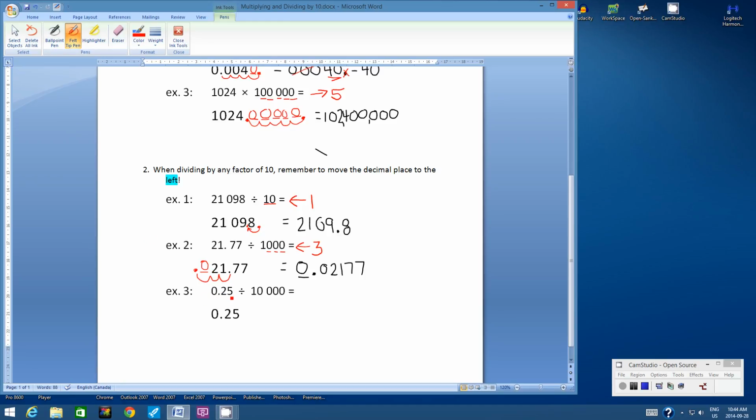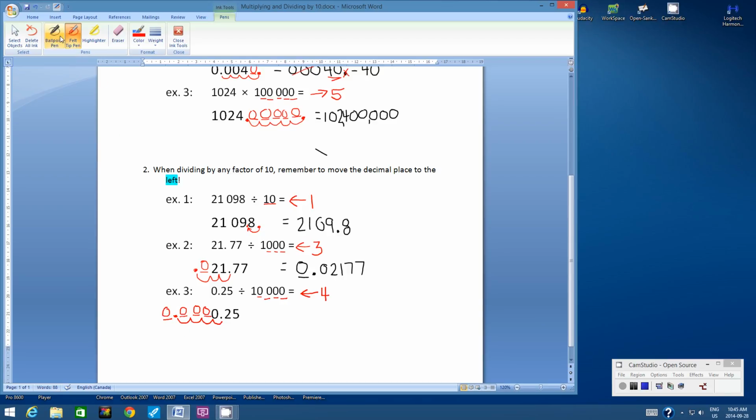All right, let's have a look at example 3. 0.25 divided by 10,000. 10,000 is 10 times 10 times 10 times 10. There are 4 zeros, so we know we're going to move the decimal place 4 places to the left. So this is going to be a very small number. So the decimal place starts here. 1, 2, 3, 4. Let's place the decimal. We have to fill the tenths with a 0, the hundredths column with a 0, the thousandths column with a 0, and the ones column with a 0.